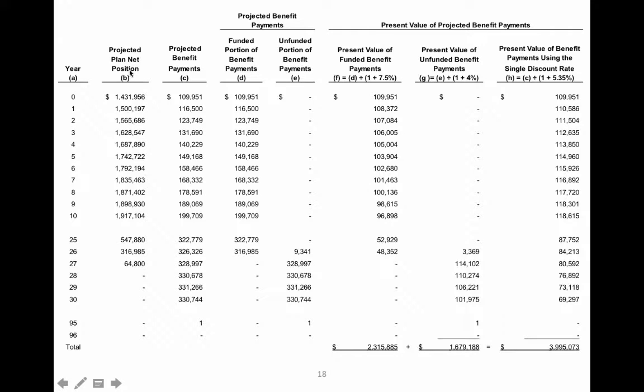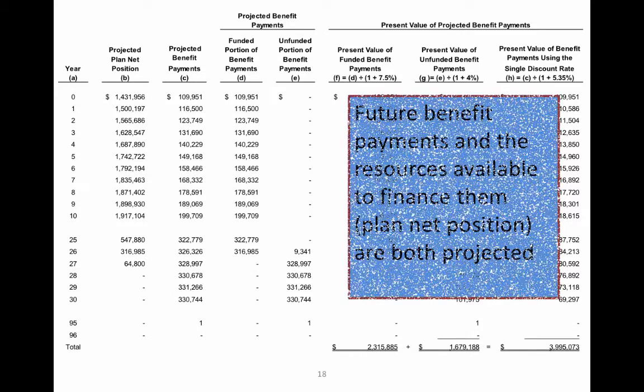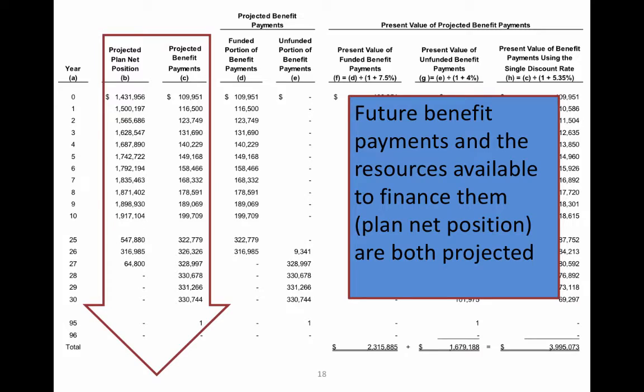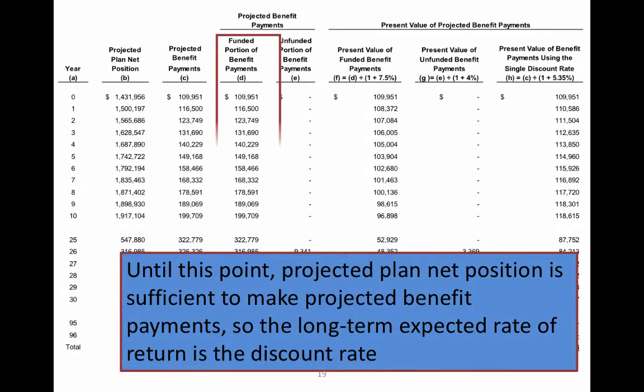And they will project also the amount of plan net position and compare this number with this number. As long as the number in B is larger than the number in C, they will discount using the long-term expected rate of return. So you see that they're projecting out into the future. And up until this point, year 25, the projected plan net position is greater than the projected benefit payments. So each of these projected benefit payments is discounted to its present value using the long-term expected rate of return, which in this example is 7.5%.